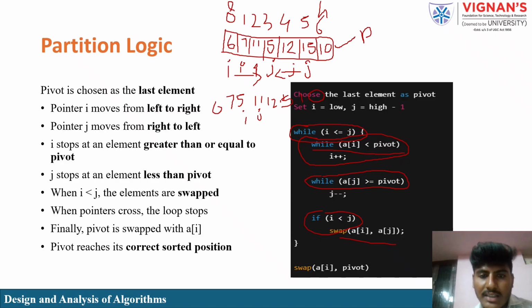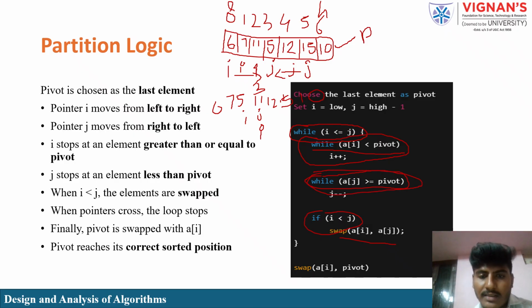While a of i is less than the pivot: 5 is less than the pivot, so we increment i to here. Here the index is 3, and 11 is not less than 10. The condition is false.